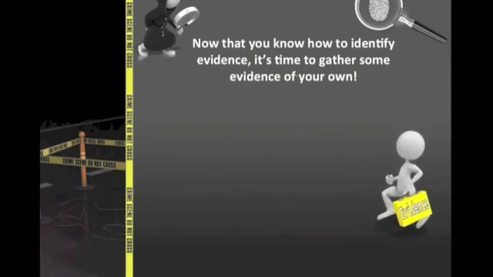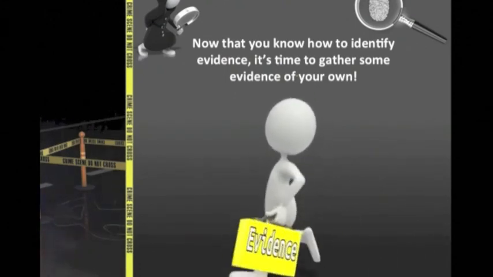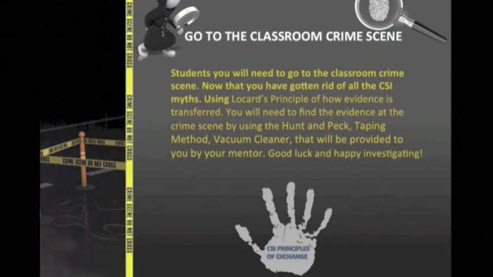Now that you know how to identify evidence, it's time to gather some evidence of your own. It's time for your classroom crime. You will need to go to the classroom crime scene. Now that you have gotten rid of all the CSI myths, using Lockhart's principles of how to identify the evidence that is transferred, you will need to find the evidence at the crime scene by using the hunt and peck method, the taping method, and the vacuum cleaner method that will be provided to you by the mentor I assigned. Good luck and happy investigating. See you at the next crime job, rookies.